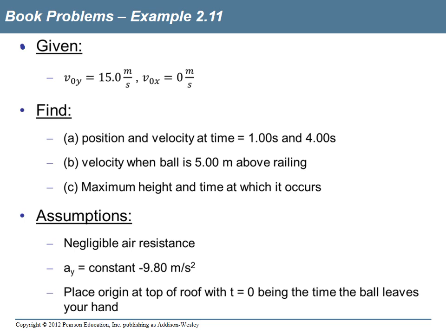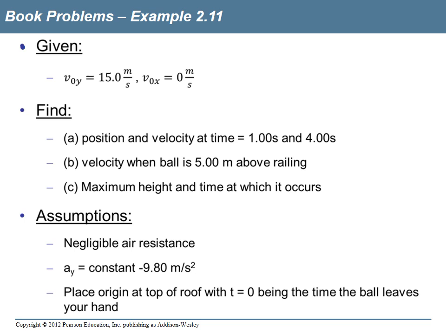We're also given that the initial velocity in the x direction was 0 meters per second. And the things we need to find, the question asked us for, was the position and velocity at a time equal to 1 second and 4 seconds. So it's sort of some more of the given in there. We're looking for the velocity when the ball is 5 meters above the railing. Again, we're given something here. We're given a position, and we're looking for the maximum height and the time at which it occurs.